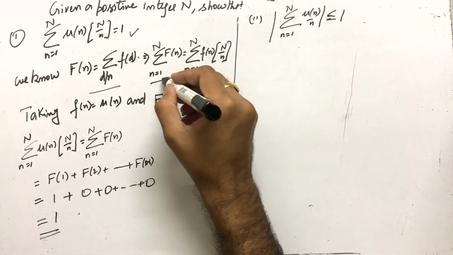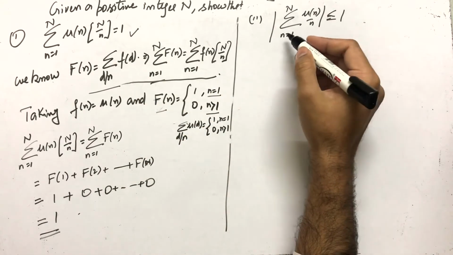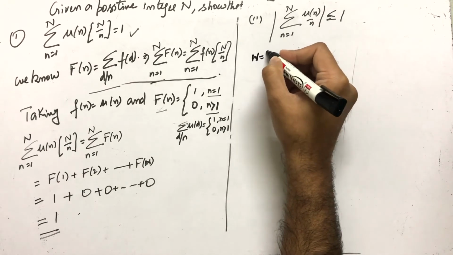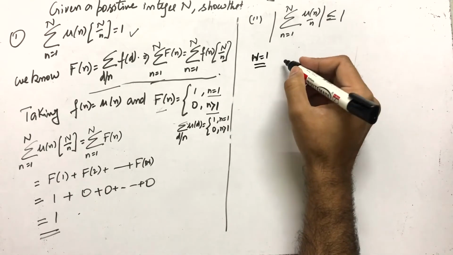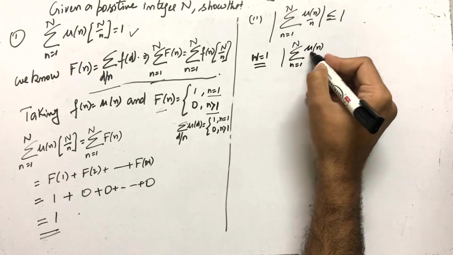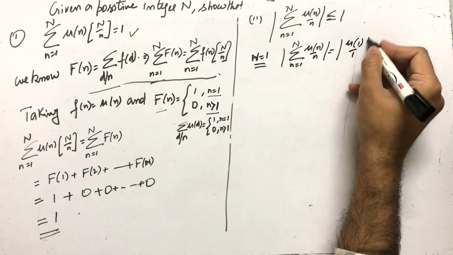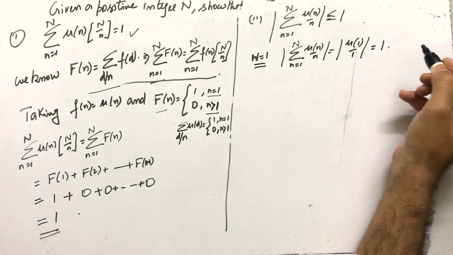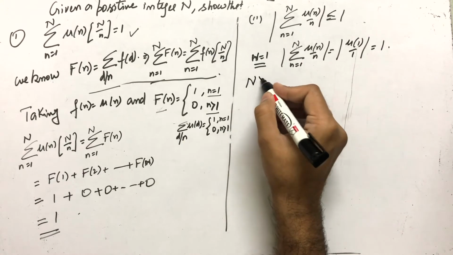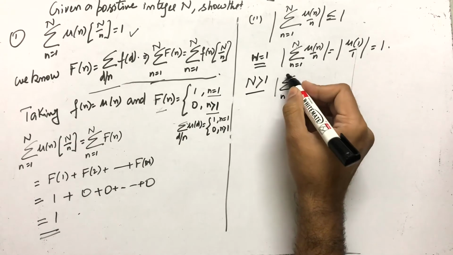So again we make use of this result here. Now first of all, we want to prove it for capital N equal to 1. What is the value of this summation, n from 1 to capital N of mu(n) by n? So putting capital N equal to 1, you see only one term will be there, mu(1) by 1, and as mu(1) is 1, its value is 1. So the result holds for capital N equal to 1. Now let us prove it for N strictly greater than 1.